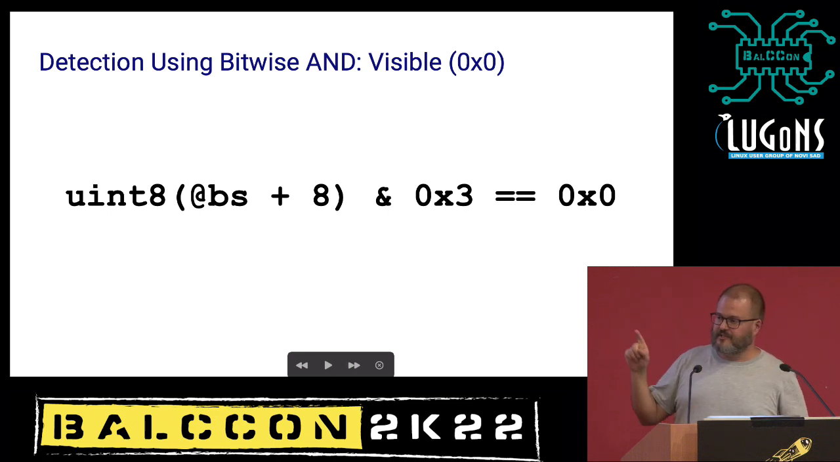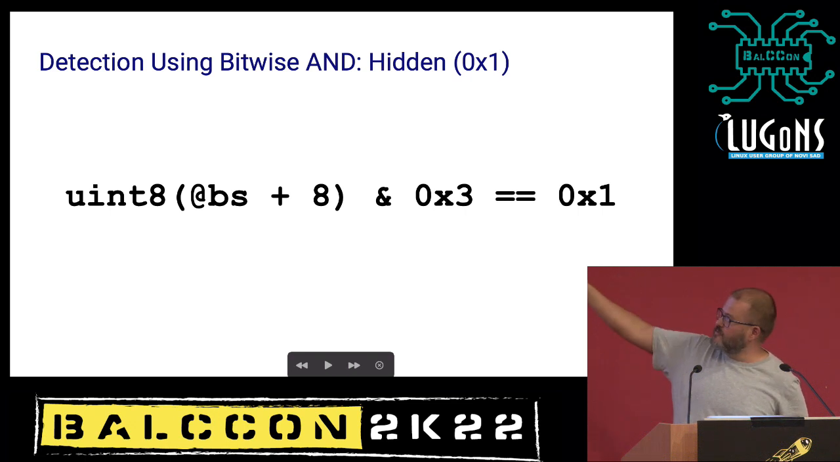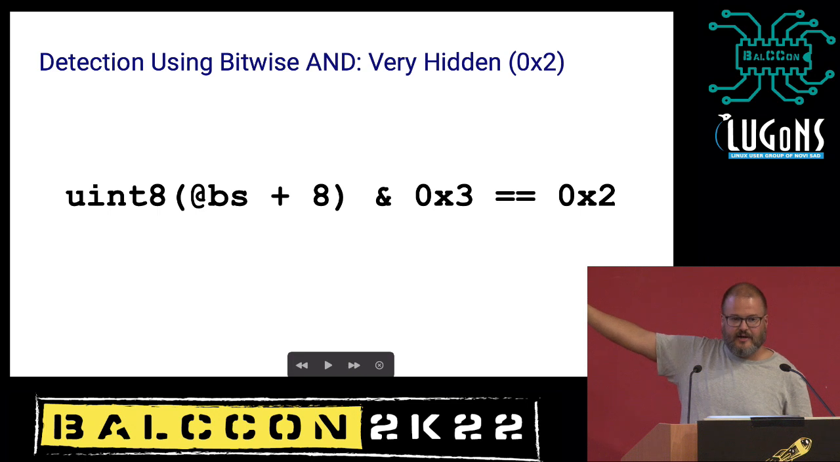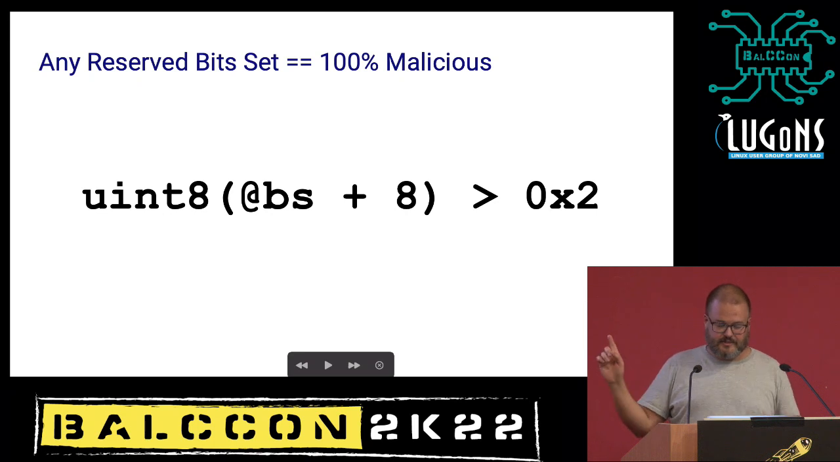And so if the bitwise AND against the mask of 3 equals 0, then this indicates that it is visible. If the result of that calculation equals 1, then that means it's hidden. And if it equals 2, it's very hidden. So that's a way to detect the state, even in those malicious Excel documents. Now, if this test is true, this is a malicious document. If the data in that particular byte is greater than 2, it's automatically malicious. There's no ifs, ands, or buts about it. It is malicious.